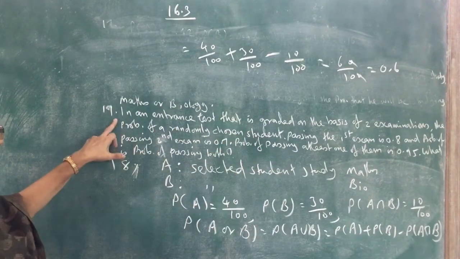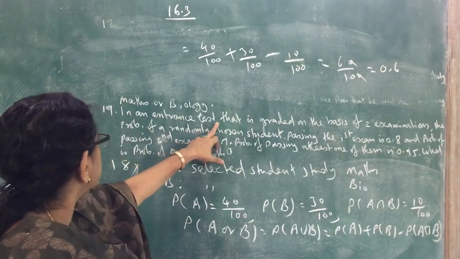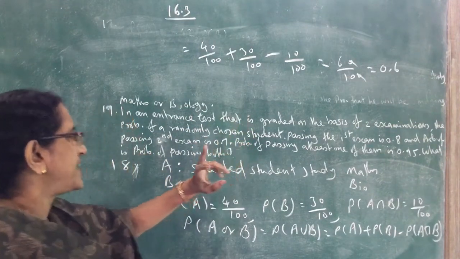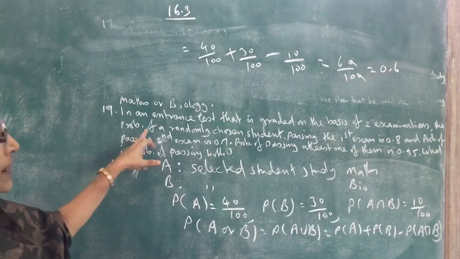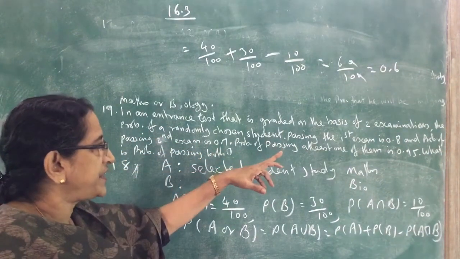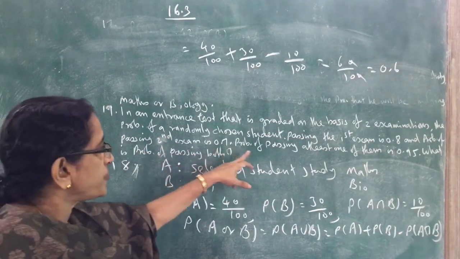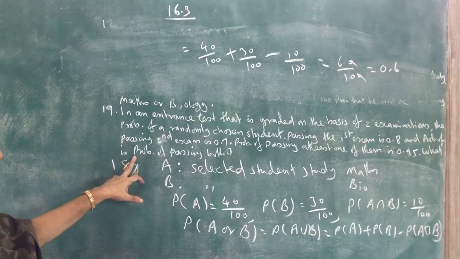Now the 19th one. In an entrance examination, an entrance test that is graded on the basis of 2 examinations, the probability of a randomly chosen student passing the first exam is 0.8. The probability of passing the second exam is 0.7. The probability of passing at least one of them is 0.95. What is the probability of passing both?